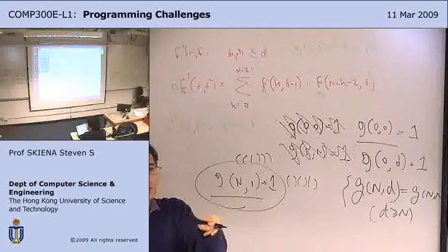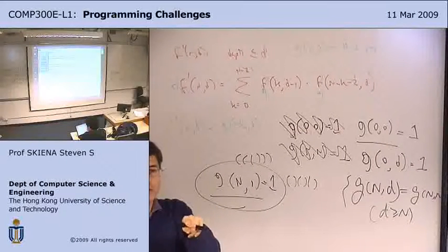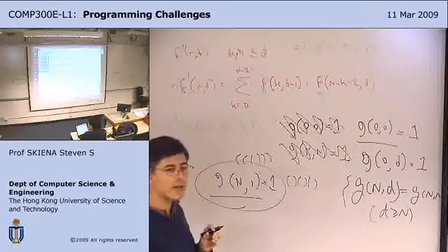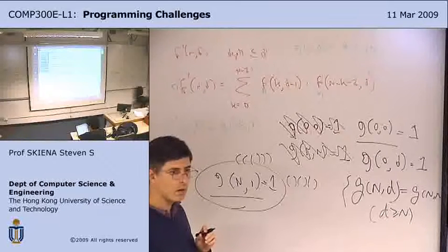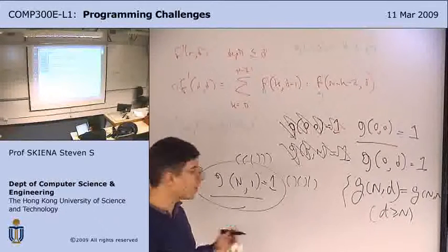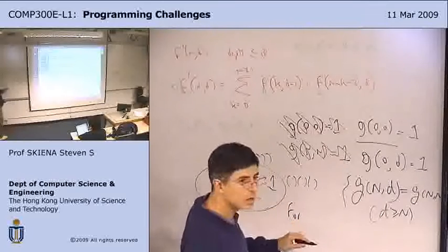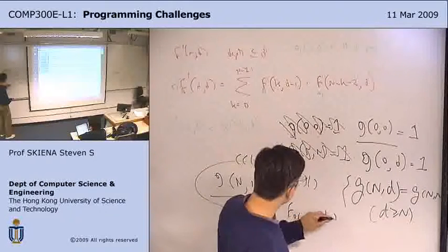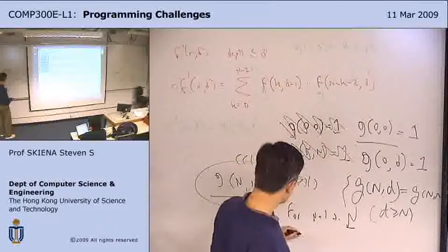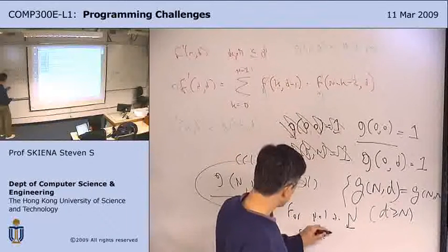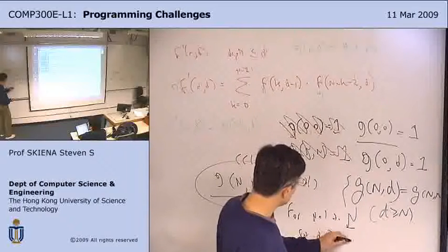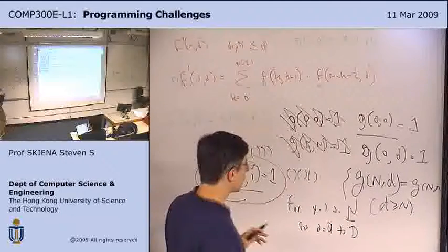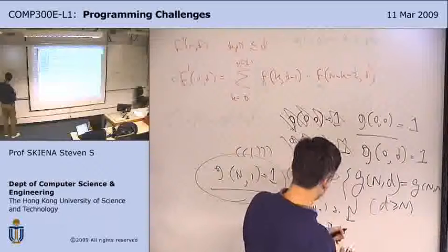Who did this by for loops? Who did this by memoization? Okay? I like thinking about for loops. What is the right evaluation order here? Someone want to propose my loops? Fix n and loop d. For n equals 1 to n, for d equals 0 to d. Okay, is this what you're proposing? No, d is from 0 to n. D is from 0 to, well, n.